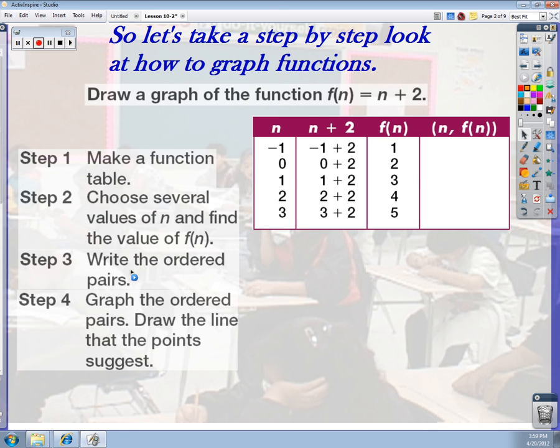Moving on to step number 3, you're going to take the n and the f of n and write them as ordered pairs. Now that we have the ordered pairs listed down here, we'll use a coordinate grid to go ahead and graph this function rule.